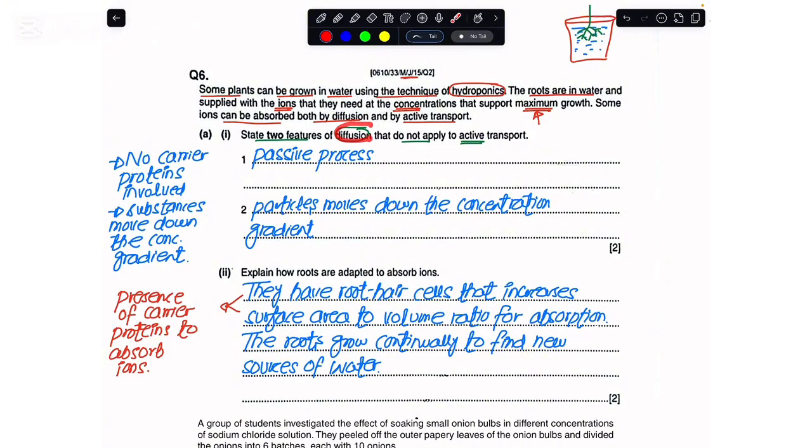You would write in terms of diffusion that this is a passive process, and the particles move down the concentration gradient. If you forget these 2 points, you would say that for diffusion, no carrier proteins are required or involved, and the substances move down the concentration gradient.